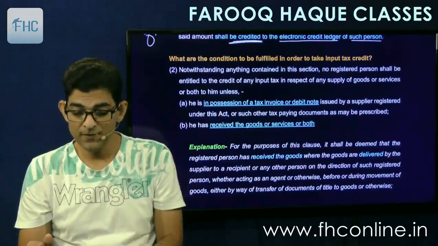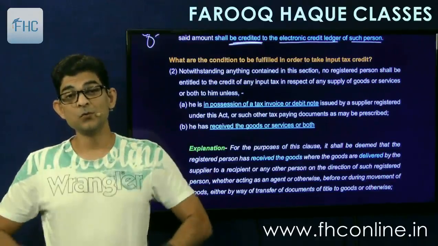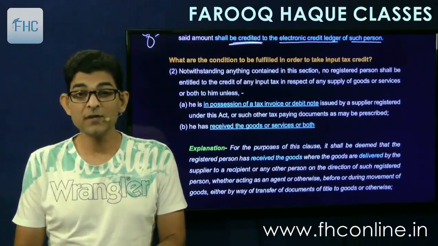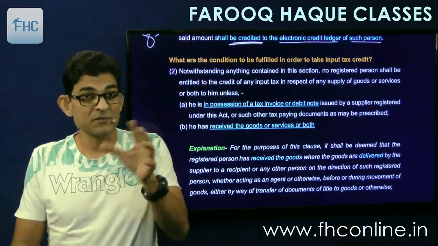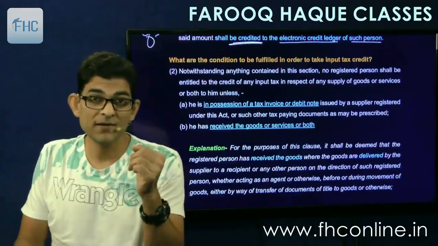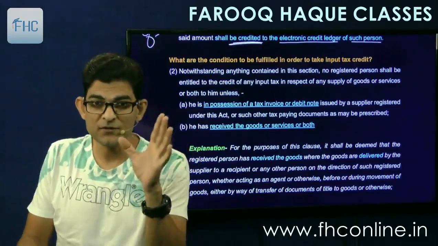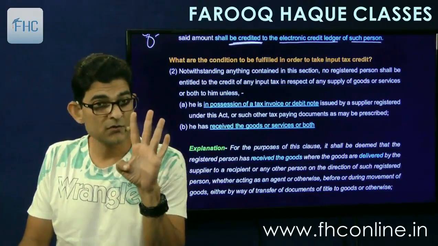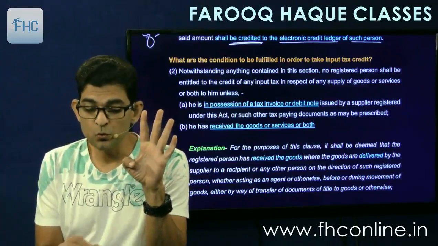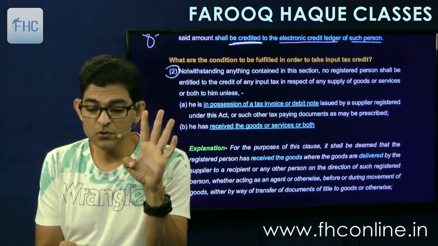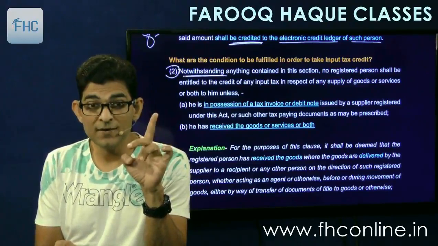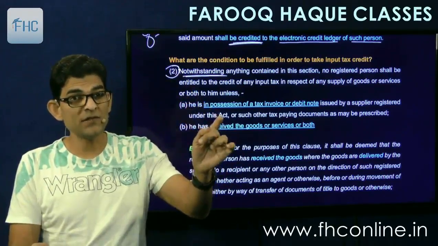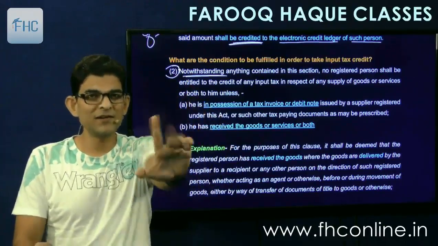Very good. Then coming to subsection 2. What are the conditions to be fulfilled in order to take input tax credit? Subsection 1 says that you are entitled to take credit, means avail credit. But there are some conditions. In all 4 conditions. 4 conditions imposed by subsection 2. And remember that subsection 2 starts with the word notwithstanding, means it overrides subsection 1. So even though 1 says that you take credit, 2 says wait a second.